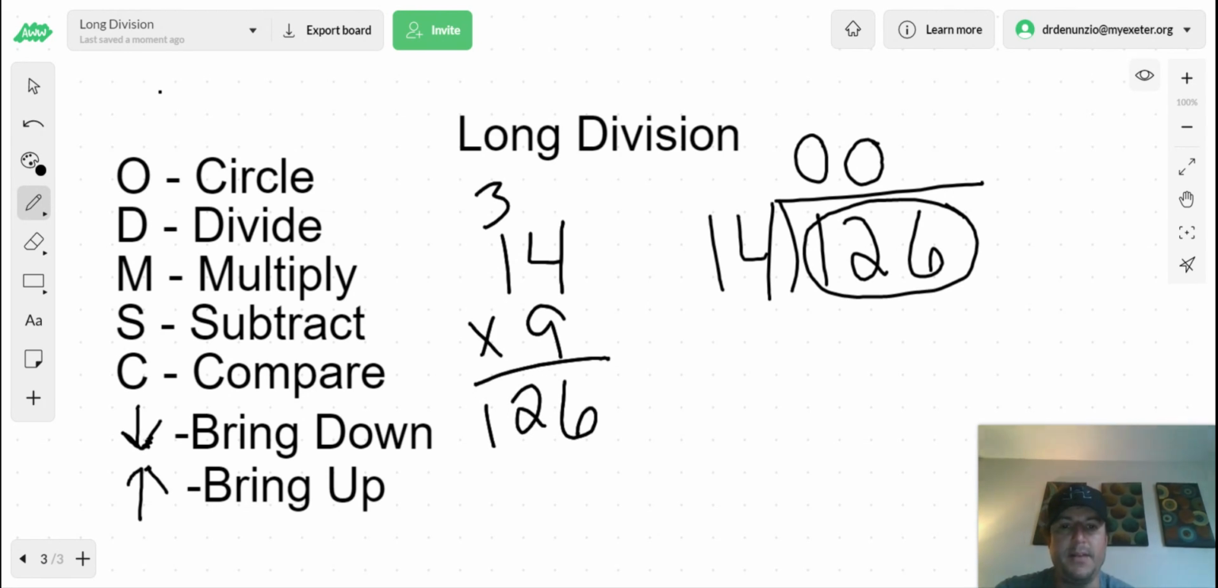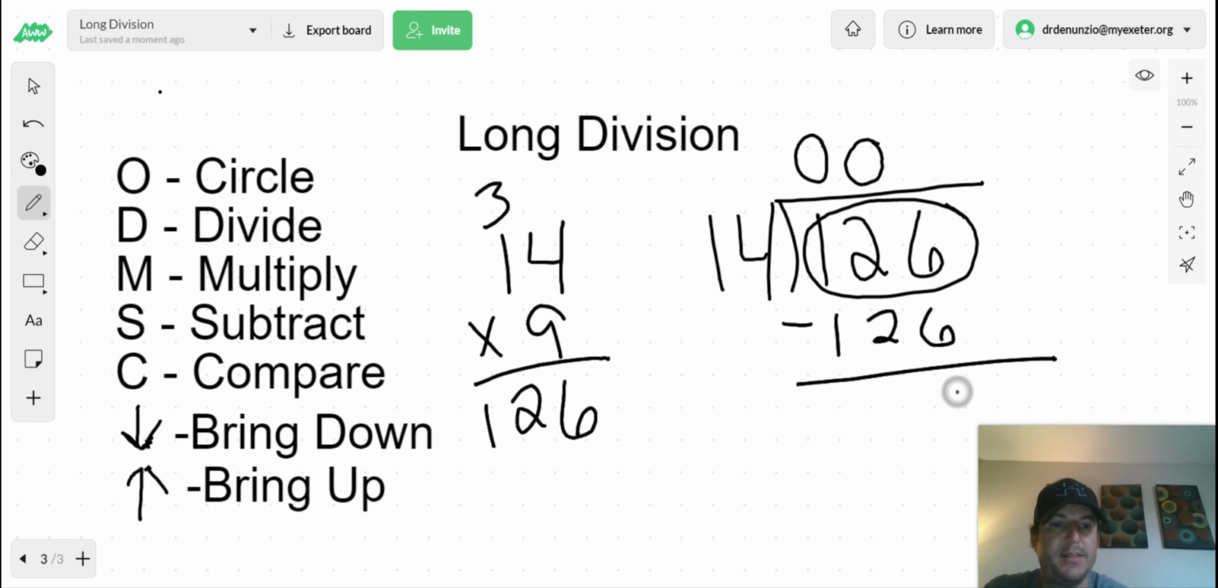The next step is subtract. And we're going to subtract 126. Obviously, 126 minus 126 is 0. Now, this is an important step. This next step would make a lot more sense if we do a division with a remainder, which we are not going to do this year. Again, you'll do that next year in 5th grade because your answers won't always work out.